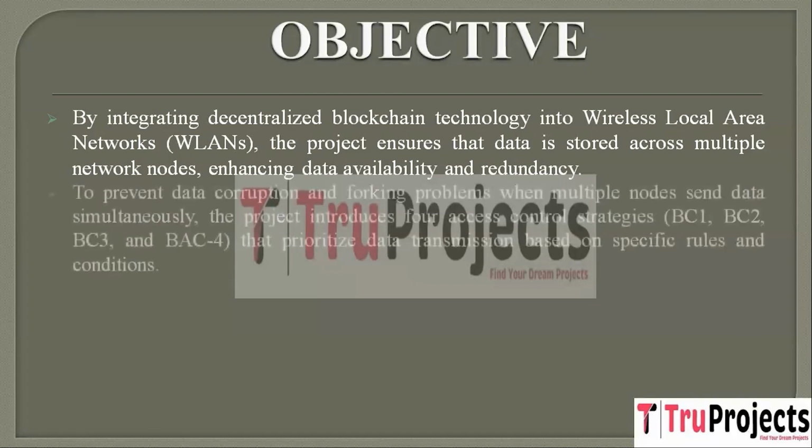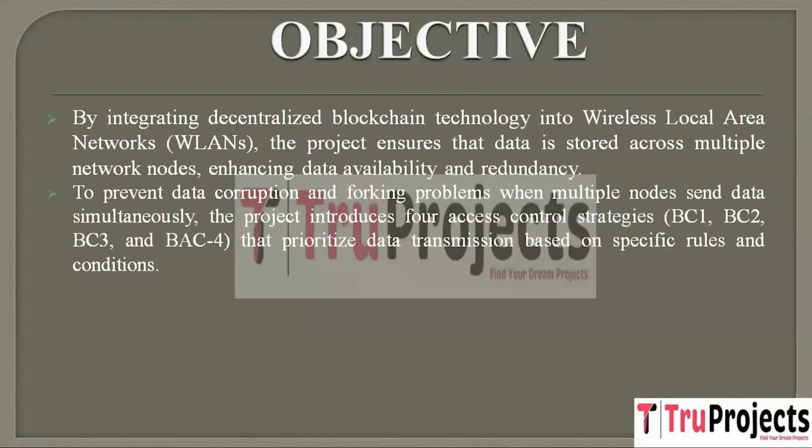And to ensure smooth and reliable data transmission in scenarios where multiple nodes simultaneously send data, the project introduces 4 access control strategies. These strategies define rules and conditions that prioritize when and how data can be transmitted. This prevents data corruption and forking issues, maintaining data integrity within the network.